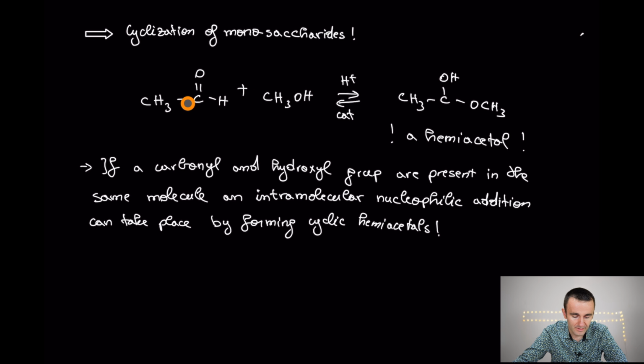Cyclization of monosaccharides. If you remember, I mentioned it in one of my previous videos, but no need to remember. You react an aldehyde with an alcohol in the presence of an acid catalyst, and you yield this compound that is a hemiacetal, right? Hydroxy, and it looks like an ester, but it is called a hemiacetal because it has a hydrogen here. If a carbonyl and a hydroxyl group are present in the same molecule, an intramolecular nucleophilic addition takes place, forming a cyclic hemiacetal. This is the idea of cyclization of the sugars, because you have an aldehyde group or ketone group, and you also have the hydroxy group on the same molecule. Okay.